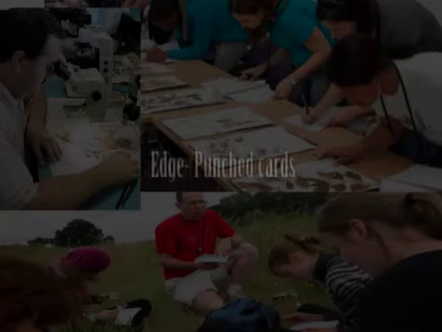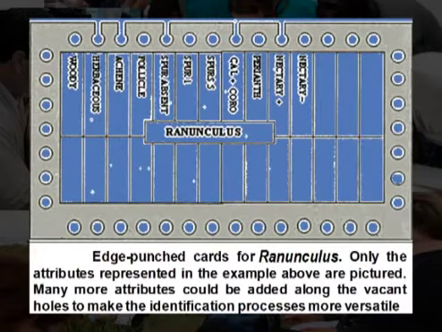Now, we discuss edge punched cards. It differs from body punched cards in having one card for each taxon and holes punched all along the edges of the card, one for each attribute. These holes are normally closed along the edge. For each attribute present in the taxon, the hole is clipped out to form an open notch instead of a circular hole along the edge.